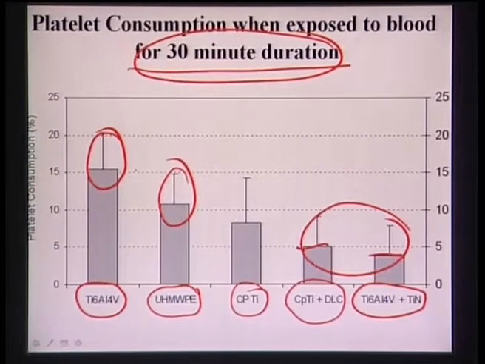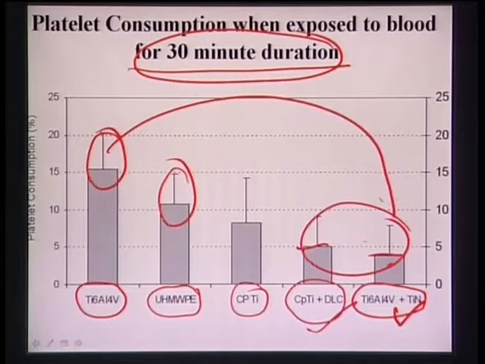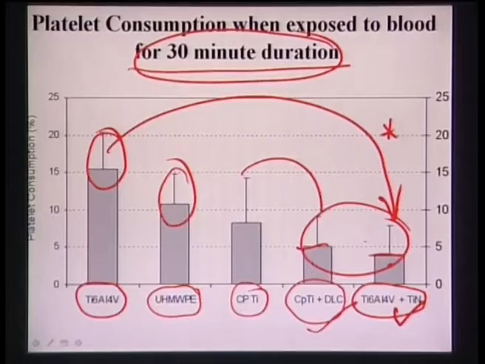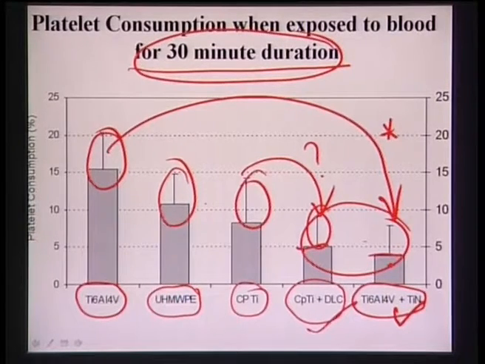But since the error bars overlap, I don't think there is a very statistically significant reduction from putting this coating. However, if you consider the overall blood compatibility of these materials, you can clearly see the effect of the presence of the titanium nitride coating on Ti6Al4V. If you compare this versus this, then you can put a star. Star means that it is statistically significant. However, this versus this, I don't think it will be statistically significant because their error bars almost overlap with each other.